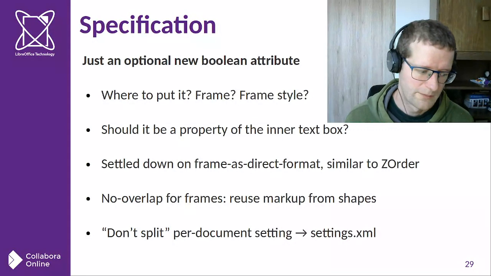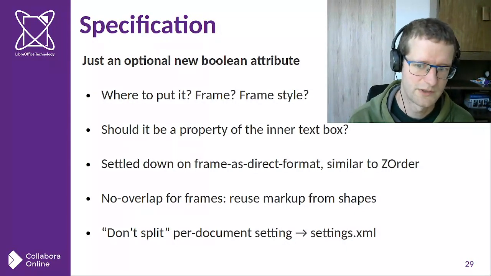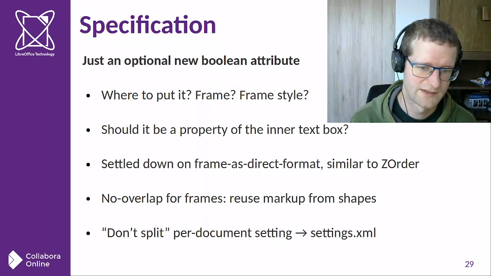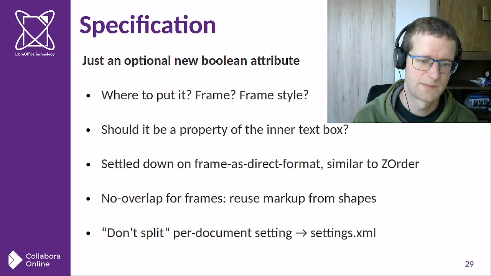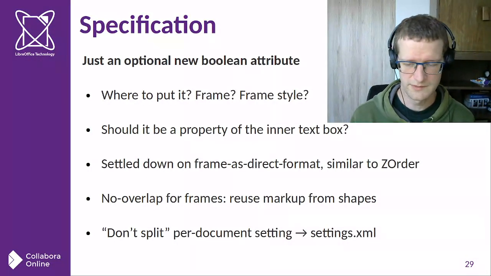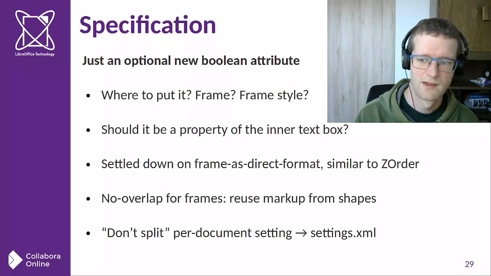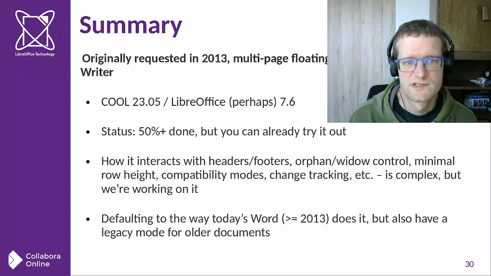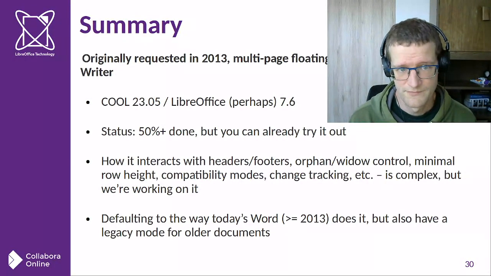For the no overlapping per shape or per frame setting, there is already a markup for shapes. We can reuse that. And the per document setting to completely disable this splitting behavior is going to the settings XML, similar to the other compatibility settings. So that's not part of the spec. We can just add new values there. So this is where we are.